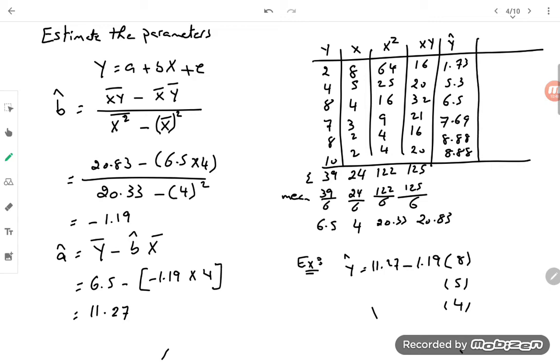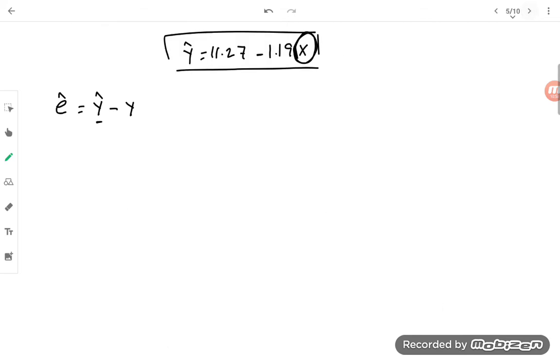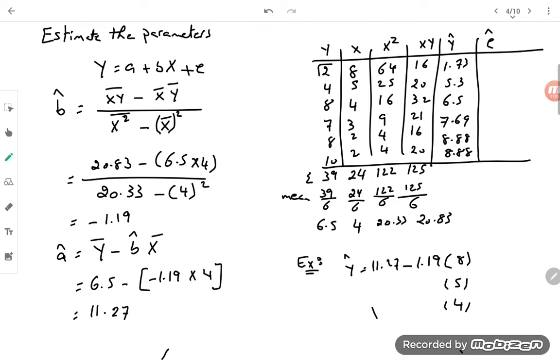If you would like to find the estimated value of E hat, it's going to be calculated as y minus y hat. So it's 2 minus 1.73 and so on. It is 0.869, negative 1.31, 1.5, negative 0.69, negative 0.88, and 1.11. If you are going to add all of them together, it will be 0.